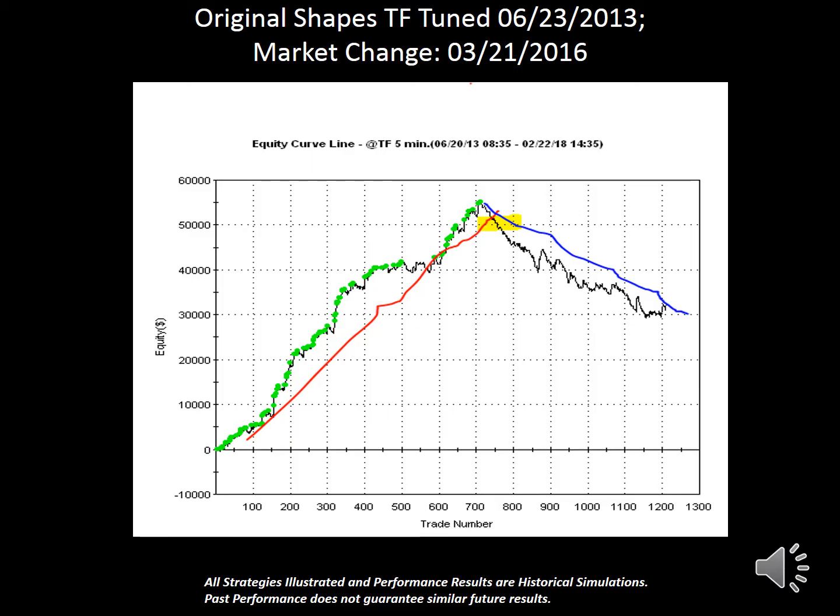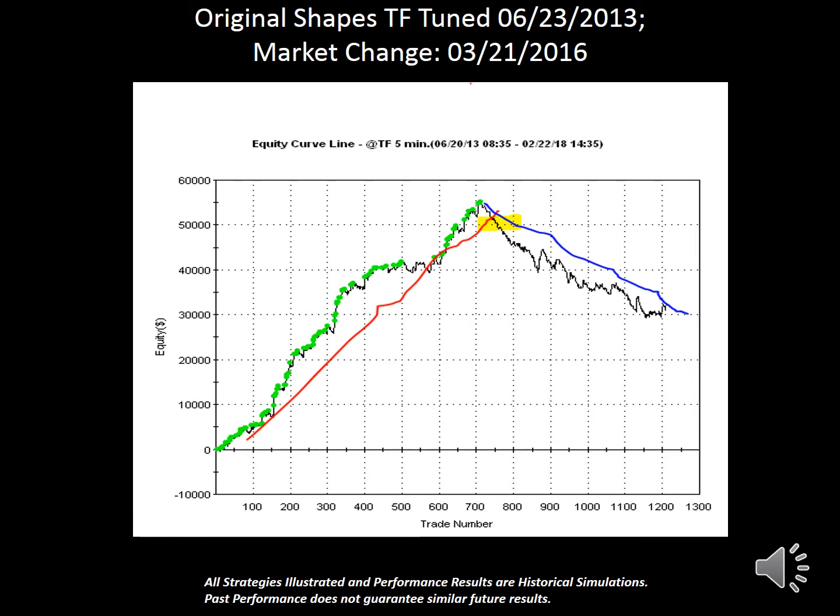I always try to show this in my presentations to show you what happens, first of all, when the market changes against a system, and what you can do about it using either the switcher or a trend line analysis of your equity curve. Now, this is the Russell, the big Russell, that was optimized back on June 23rd of 2013. And you can see it went up from no money to a little over $50,000.